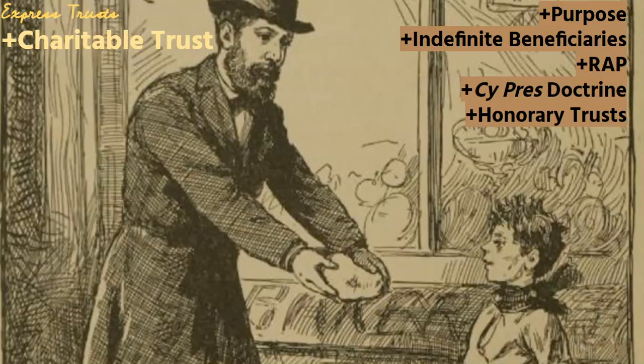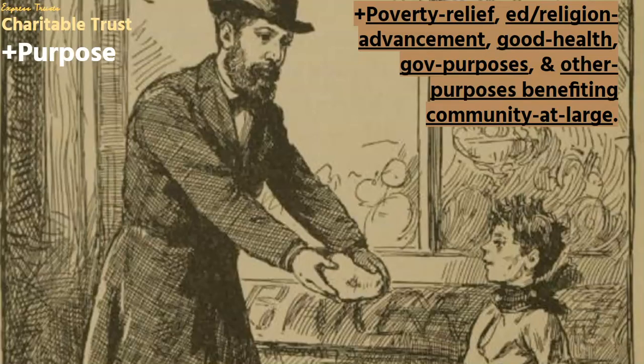All right, we're moving on to charitable trust. We've got the purpose, indefinite beneficiaries, rule against perpetuities or RAP, the Cy-pres Doctrine, and honorary trusts. Purpose of charitable trust: poverty relief, education or religion advancement, good health, government purpose, and any other purposes benefiting the community at large.